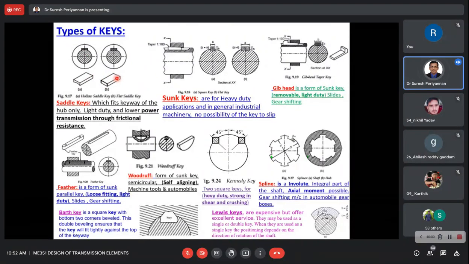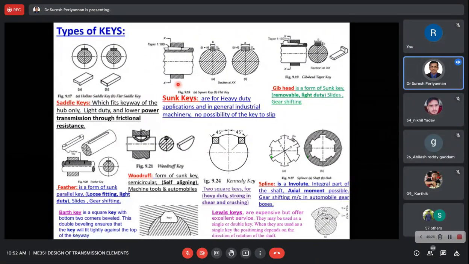Now, based on this key design geometry, we say that the hollow saddle key and flat saddle key fit on the key of the hub only. We can use them in light duty and low power transmission, through frictional resistance. Now I come to the sunk key.